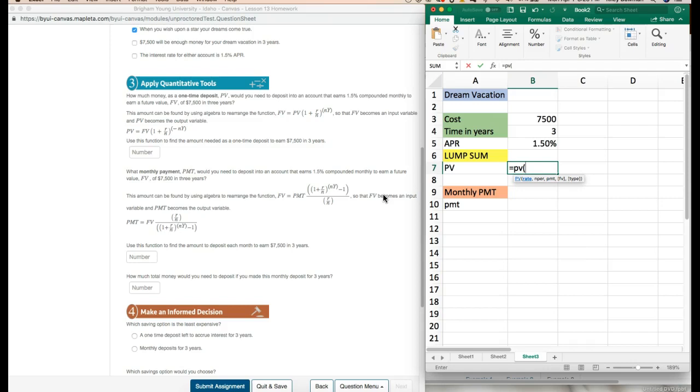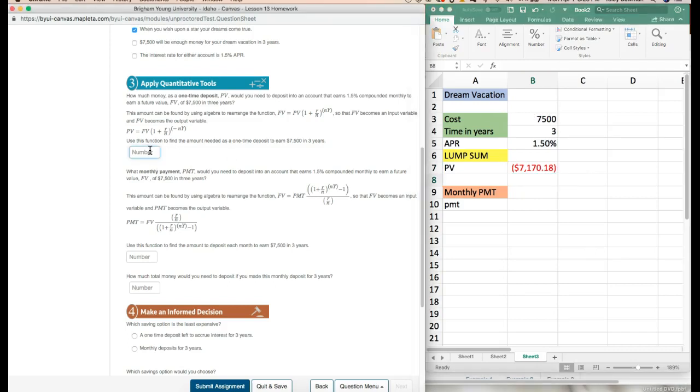So the first thing I want to do is the rate, and I have it here, so I'm just going to cell reference. And don't forget, we always divide by 12, or compounds in this case, since it's 12 months. And number of periods, again, 12 months in a year, times 3 years, because we're saving up for 3 years. We are not making a payment here, so we're going to put 0, and the future value is 7,500 here for our lump sum amount.